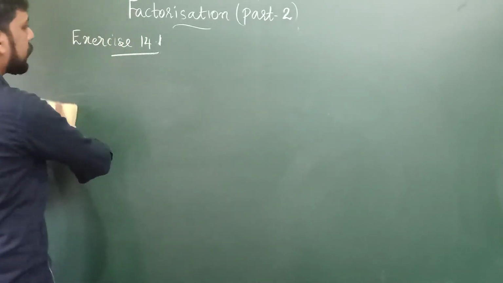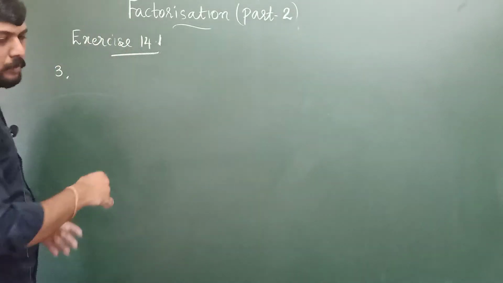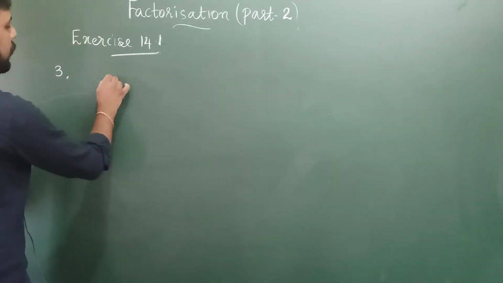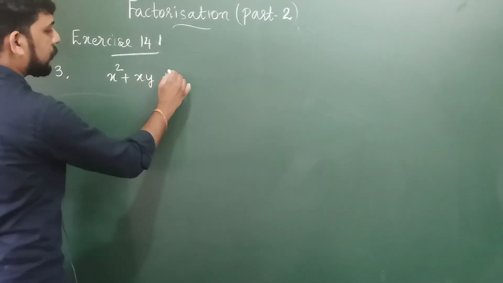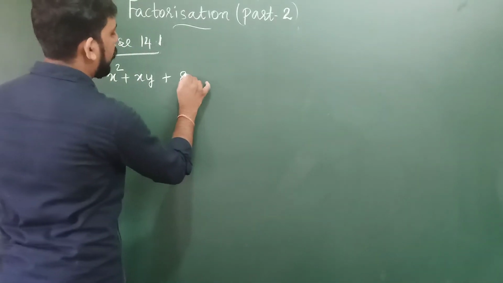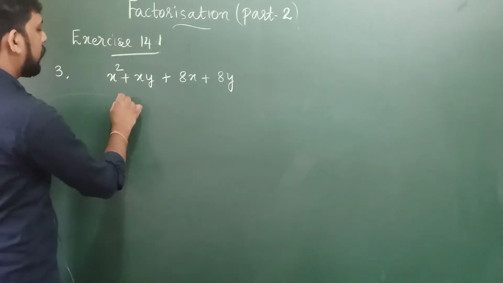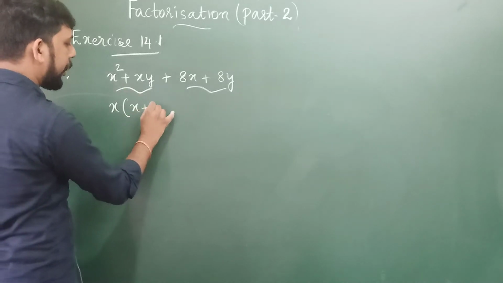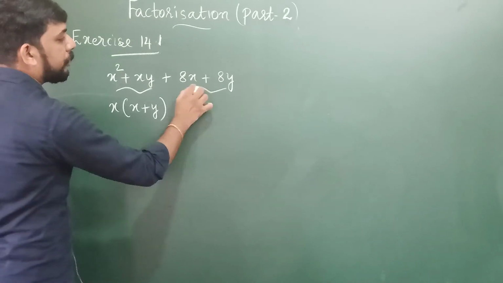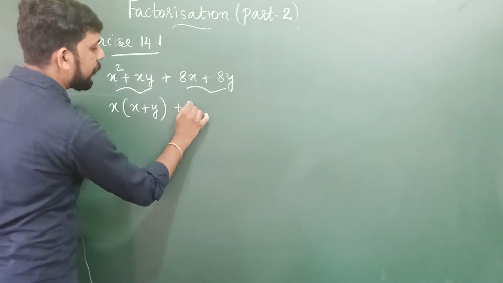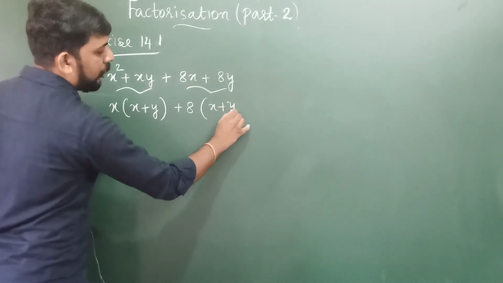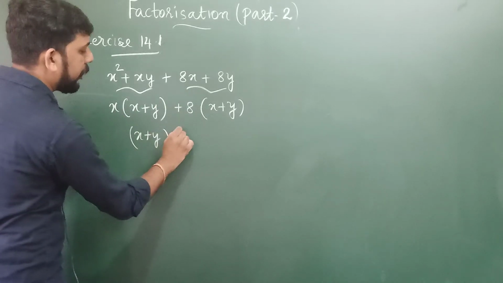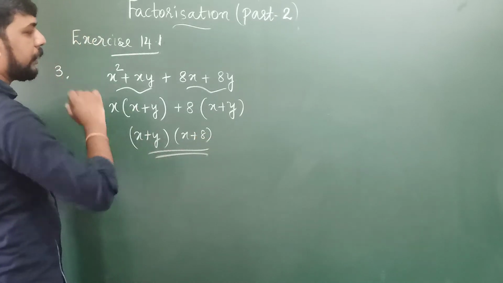Next, main question number 3. Factorize, that means regrouping. x square plus xy plus 8x plus 8y. Okay, so this is grouping. Which is common in both? x is common, take outside. What remains? x plus y. Second term grouping together plus 8 is common, right? Take outside 8, what remains? x plus y. Grouping together, x plus y, so the next term is x plus 8. Okay, this is the final answer.